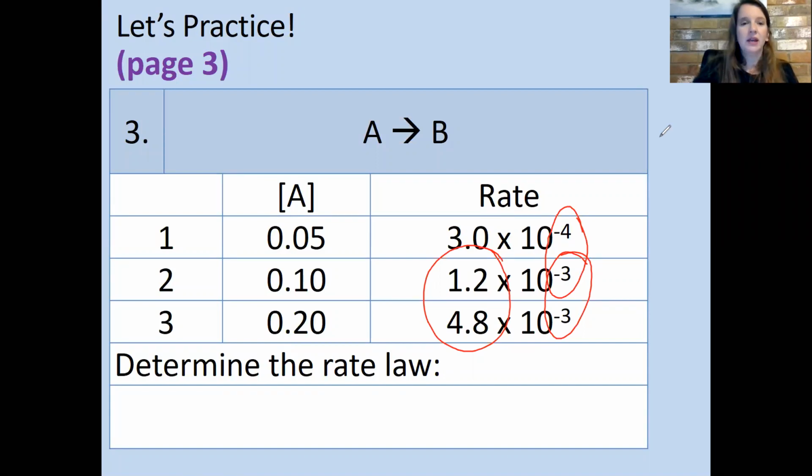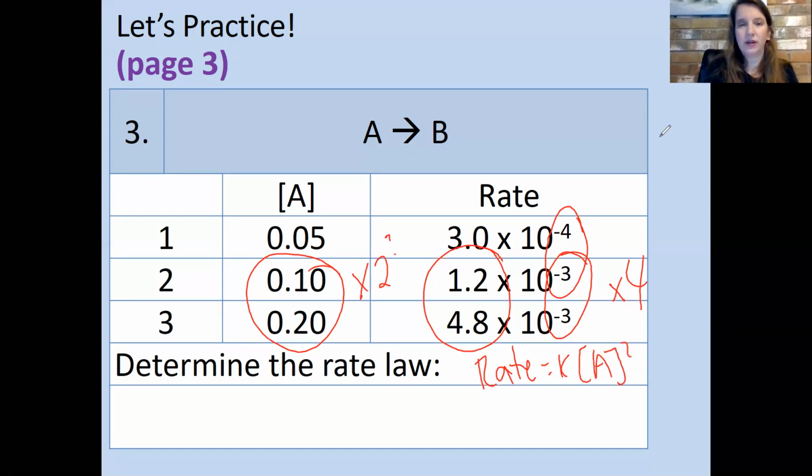But we can see that the concentration of A is doubling and the rate is quadrupling. So what does the order have to be on the concentration of A in order to see that effect on the rate? The exponent has to be a 2. So our rate law would be rate equals K times the concentration of A squared, all right?